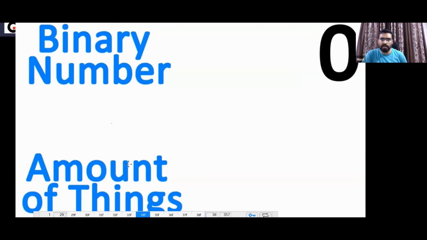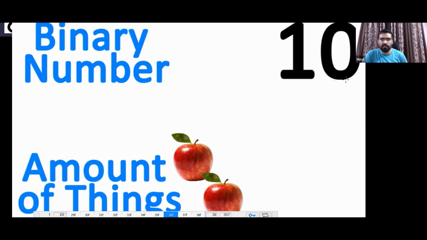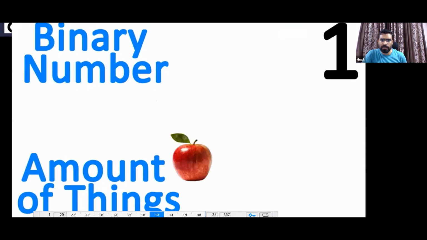In the binary number, the amount of things. So how many things do we have here? Like, okay, how many apples do you have here? How many apples? You can notice 0 apples. How many apples? 1 apple. How to count this? 1, 0, because we are running out of symbols. So, 0 apple, 1 apple.